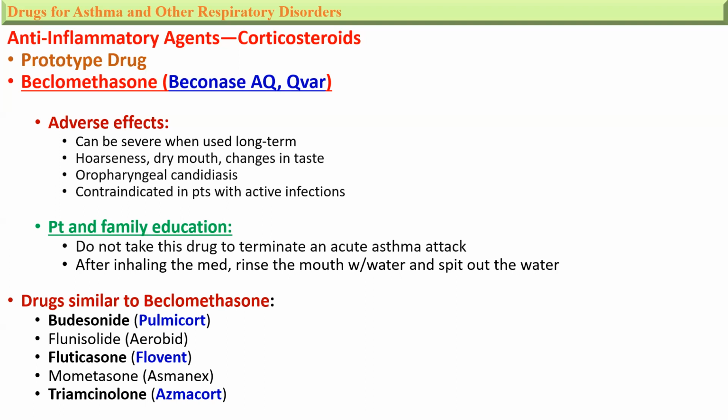A significant percentage of patients who take beclomethasone on a long-term basis develop oropharyngeal candidiasis, oropharyngeal fungal infections, a fungal infection in the throat due to the constant deposition of the drug in the throat or oral cavity.